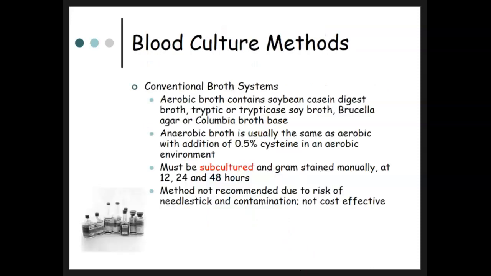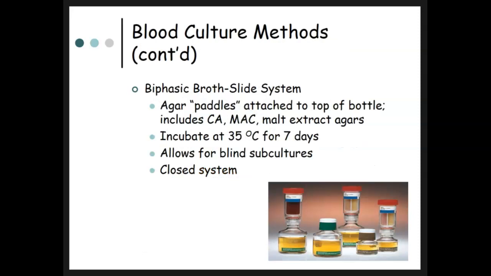So how do we do blood cultures? There are conventional broth systems that we're going to talk about, but back in the old days, you would just collect blood in a bottle and then invert, incubate, and then every day you'd have to subculture. You'd have to subculture or gram stain at the end of 12, 24, and 48 hours. This is not recommended because it's time consuming. You have risk of needle stick and contamination, and it is not cost effective.